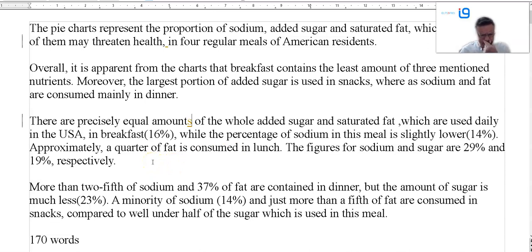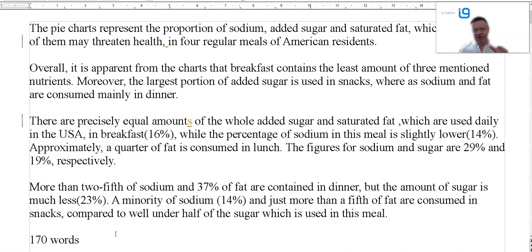So right. A quarter of fat. What's the percentage? Is consumed in lunch. Sodium, sugar, sodium in dinner, sugar as much. Right. So this is only 170 words. So again, right, logical use of, layout of information. What's the sequencing? I think mine's better, really, because this one, it's only 170 words. It's not really laying things out.